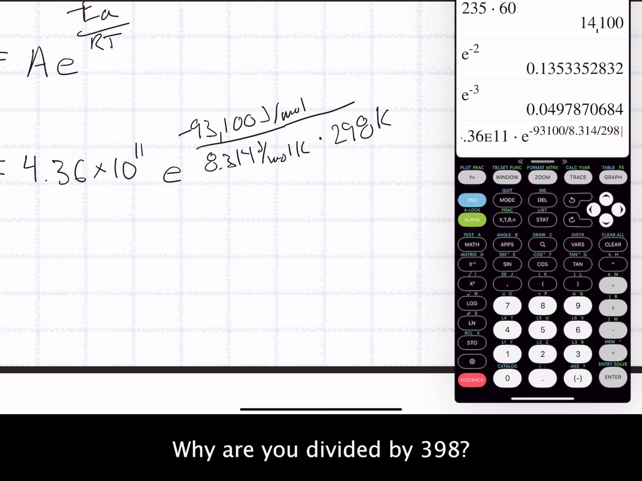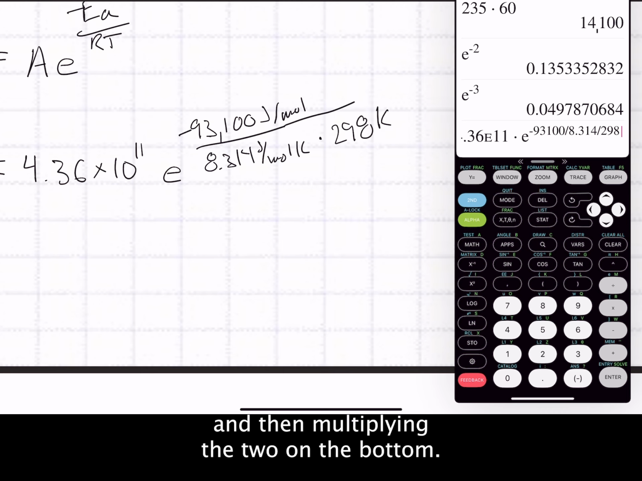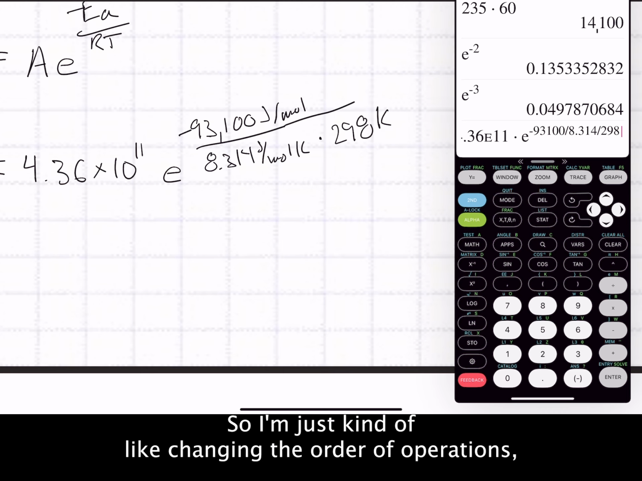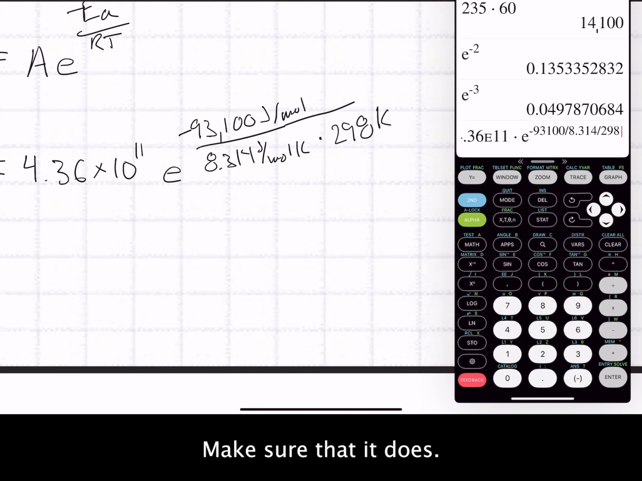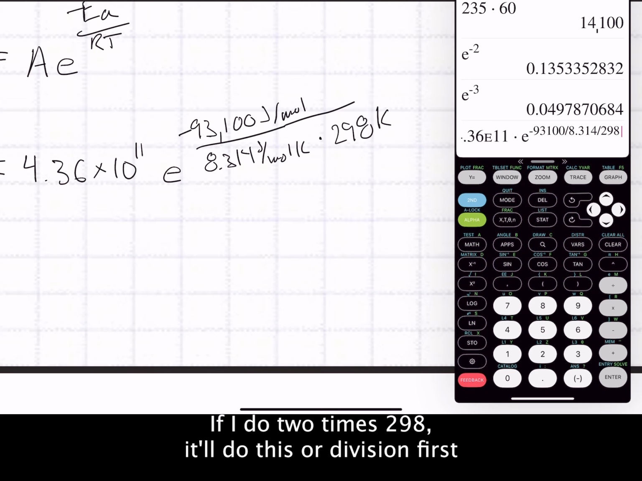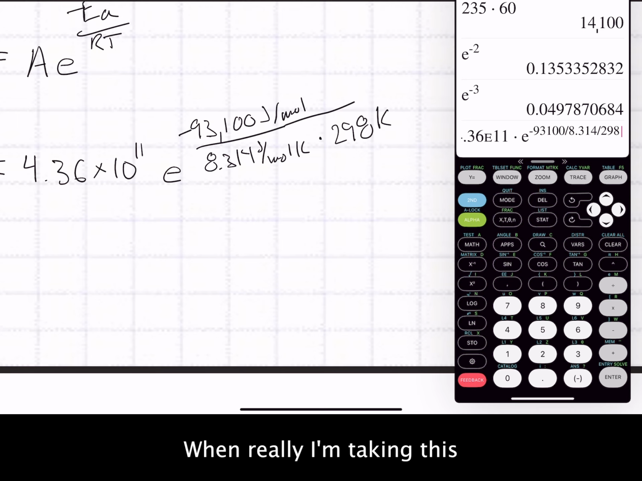Why are you dividing by 298? Because it's easier than doing parentheses and then multiplying the two on the bottom. So I'm just changing the order of operations, which you can do. If you don't like that, just do parentheses. Because if I don't do parentheses here, so I did the 93,100 divided by 8.314, if I do times 298, it'll do this division first and then multiply the whole thing by 298. When really I'm taking this, divide it by that, and divide it by this.